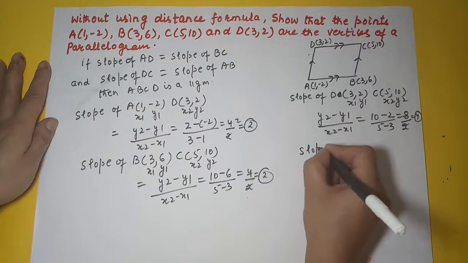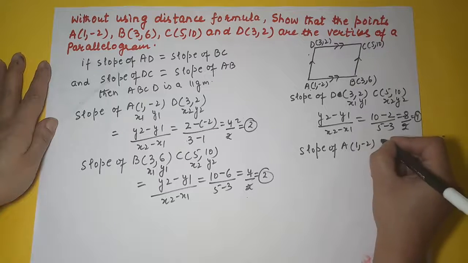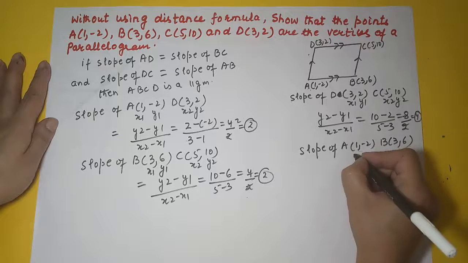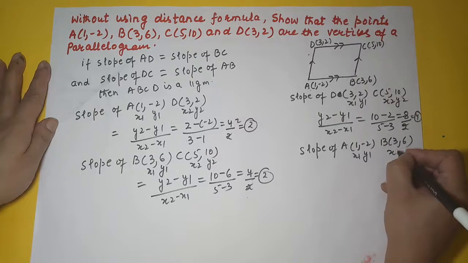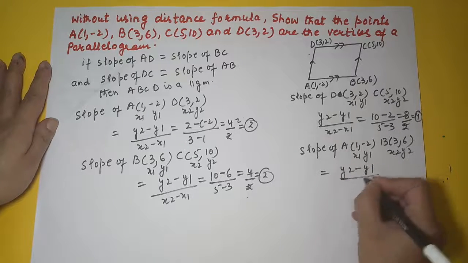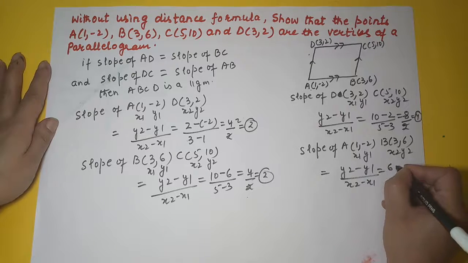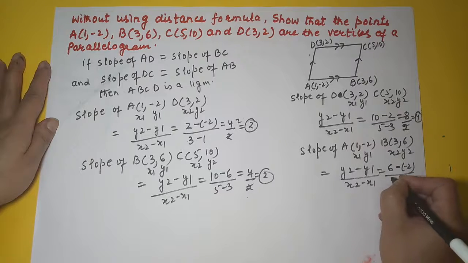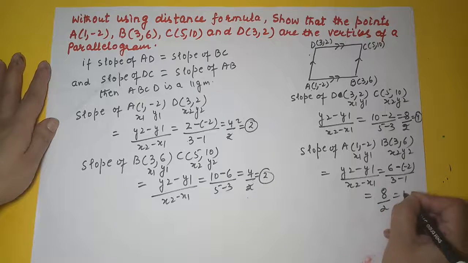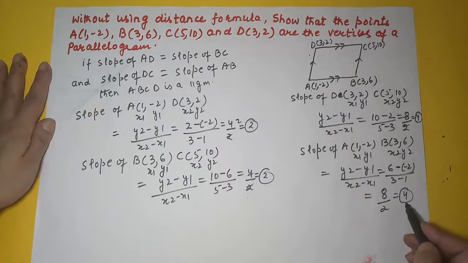Now for the slope of AB, A is 1 and minus 2, and B is 3 and 6. So this is my x1, this is my y1, this is x2, this is y2. So this is equal to y2 minus y1 upon x2 minus x1. So y2 is 6 minus of minus 2, x2 is 3 minus 1. So this is 6 plus 2 is 8 upon 2, which is 4. So you got the slope of DC equal to the slope of AB.